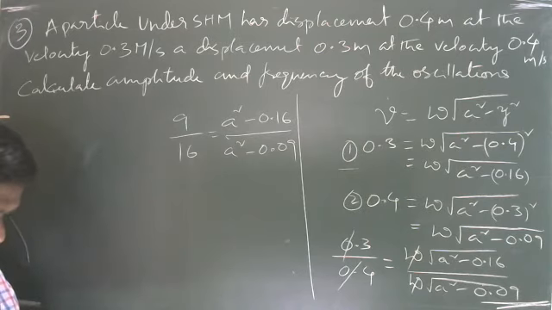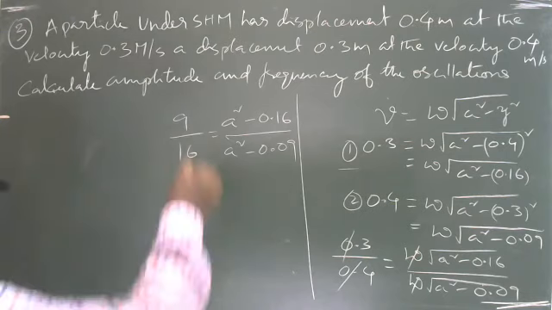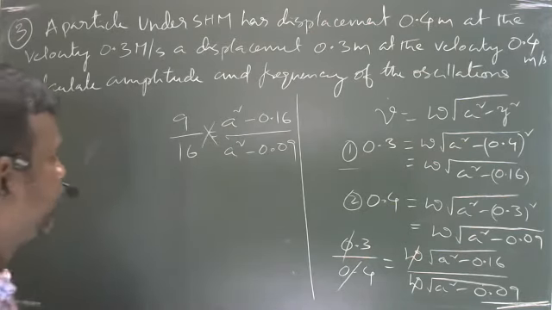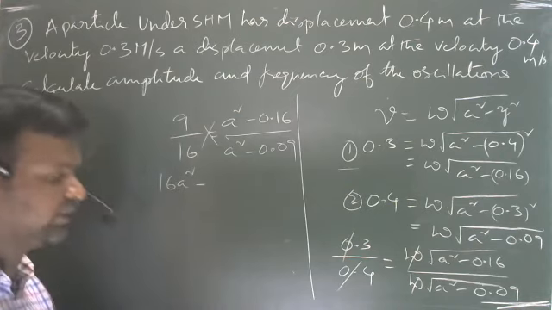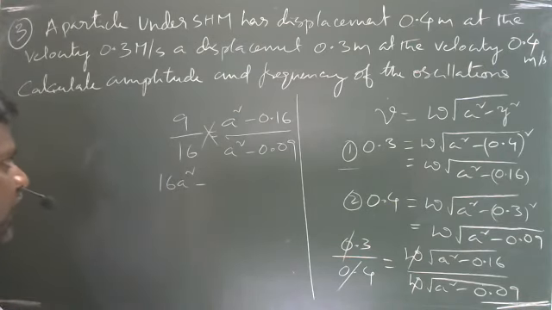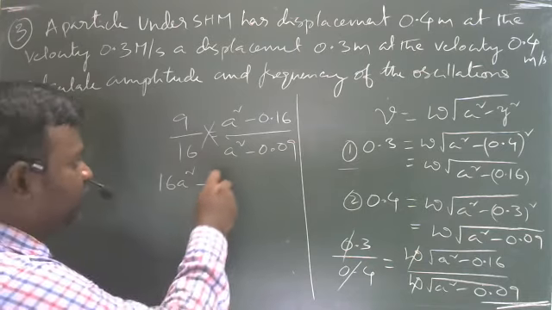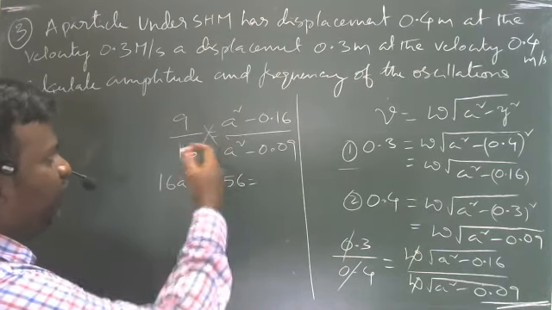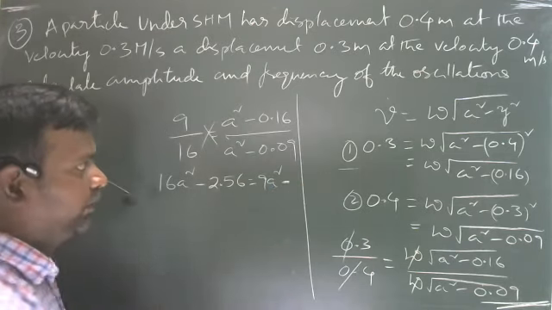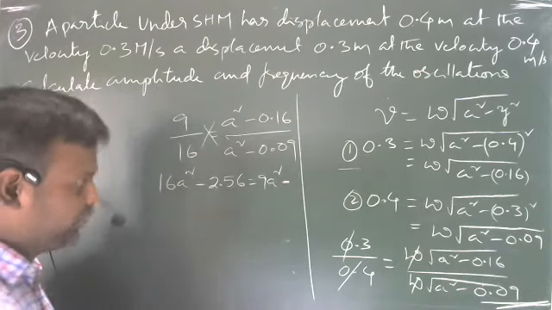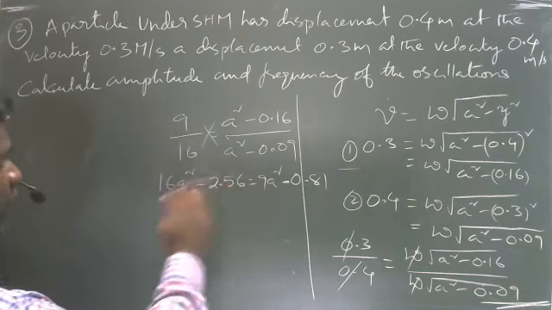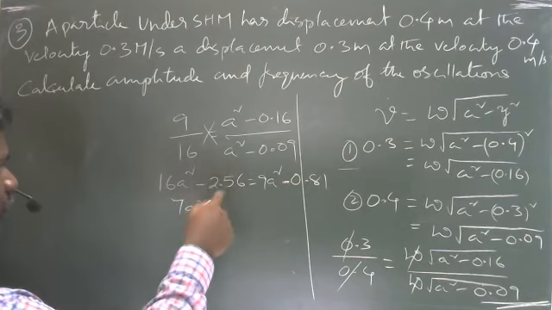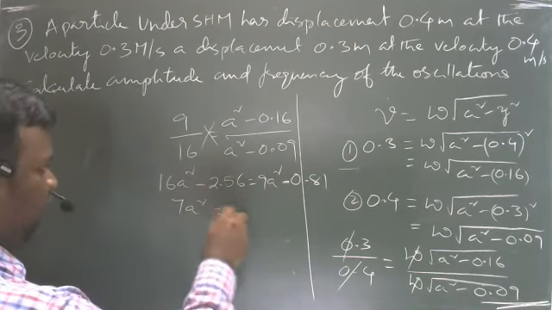Now cross multiply the two sides. What do you get? 16a square minus 16 into 16. 16 times 16 is 256, but that is into 10 to the power of minus 2, so that is 2.56. That equals 9a square minus 9 into 9, which is 81, also into 10 to the power of minus 2, so 0.81. Finally, 16a square minus 9a square is 7a square, and 2.56 minus 0.81 is 1.75.